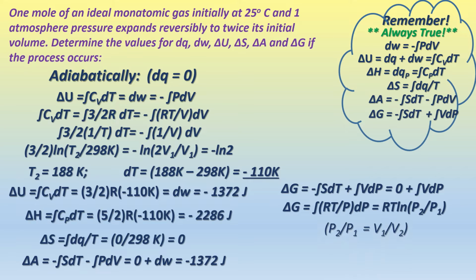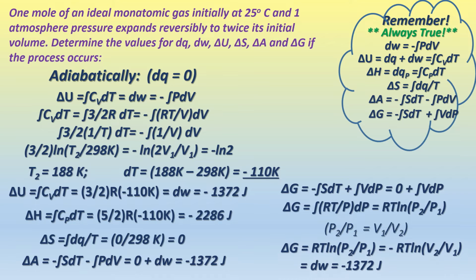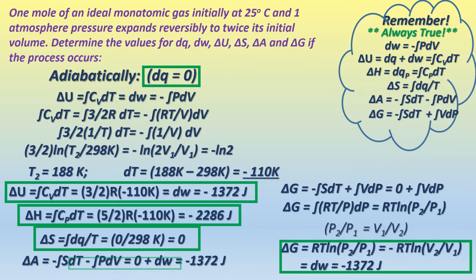Some more gas law gymnastics. P2 over P1 is the same as V1 over V2. So the log of P2 over P1 is minus the log of V2 over V1, or once again, delta G is work, minus 1,372 joules. So again, those are all of the answers to the question, where the thing to bear in mind is that they were all related to each other, sort of like unraveling a thread. Once you find the end of it and you start pulling, all the other values come right out.